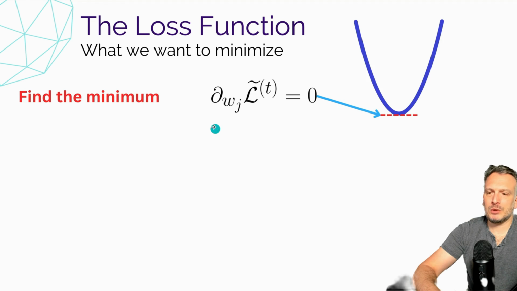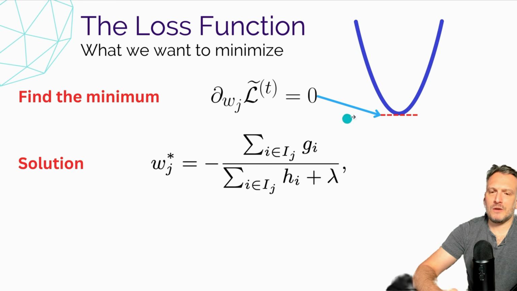Well, what we can do is use a concept of optimization, where to find the minimum of a function, we take the derivative of it and we set it equal to 0. When the derivative of a function is equal to 0, we reach the minimum of that function. And the solution of this equation here is given by this formula. So here are the optimal weights that allow us to minimize the loss function.